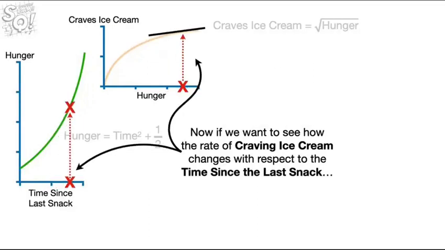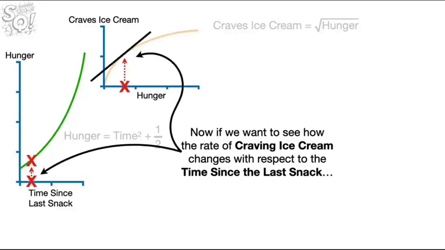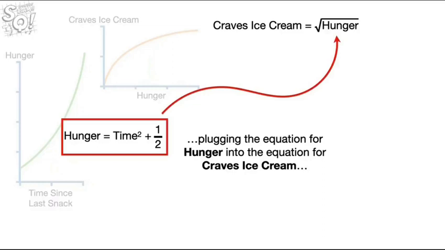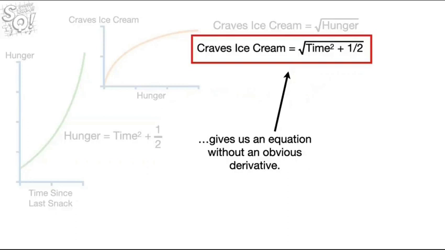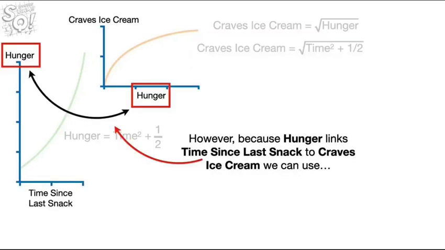Now, if we want to see how the rate of craving ice cream changes with respect to the time since the last snack, plugging the equation for hunger into the equation for craves ice cream gives us an equation without an obvious derivative. To convince yourself that taking the derivative of this is no fun at all, pause the video and give it a try.